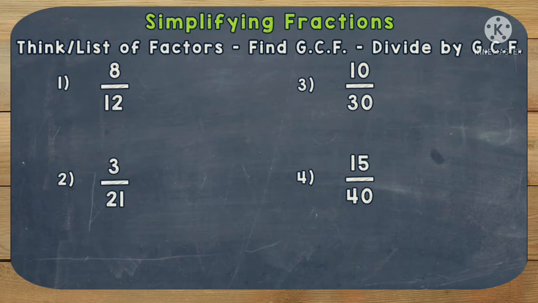So at the top of your screen, you have the steps to simplifying fractions. Think of and list the factors for both your numerator and denominator. Find the greatest common factor, and then you divide by that greatest common factor to find the simplest form of the fraction you're simplifying.